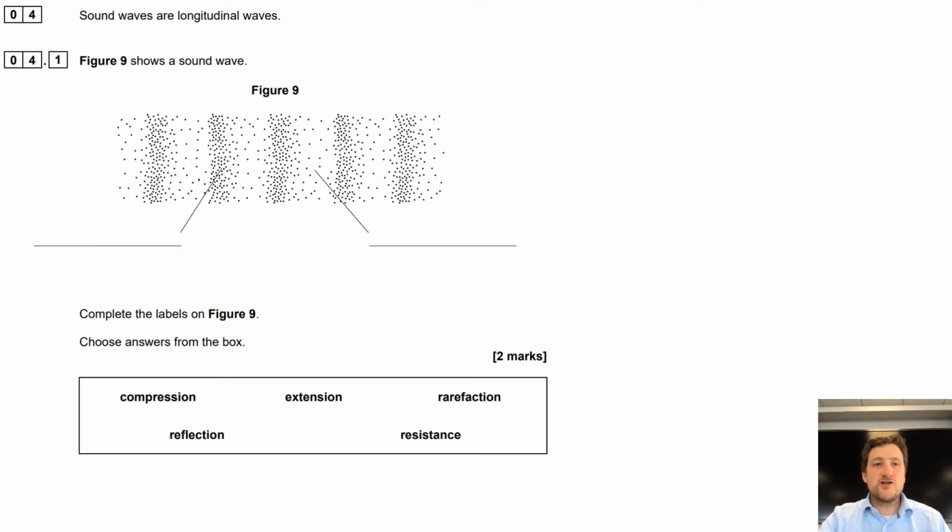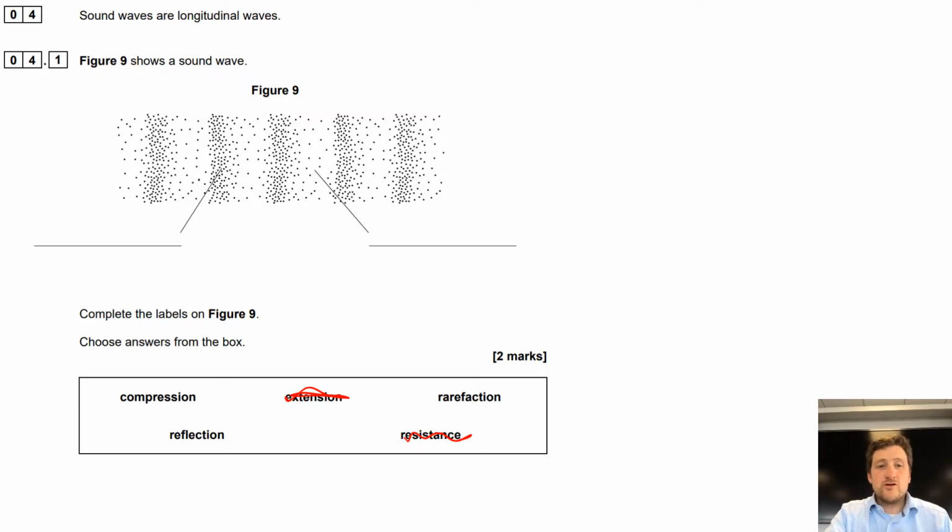Okay, now we've got our question about sound waves or longitudinal waves. We can see a sound wave, it shows it in figure 9, and it's asking us to label it. Well, this is a straightforward sound wave, longitudinal wave and sound wave. It cannot be resistance, it cannot be extension. They're about totally different topics. Okay, at least reflection is a vague topic that's similar.